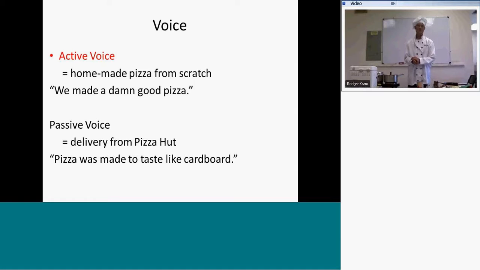Okay, this is a personal preference. I vastly prefer to use the active voice when I write. To give you an example of what I mean, the active voice, in my opinion, is analogous to homemade pizza made from scratch, and it's that much more preferable than delivery pizza from Pizza Hut. An example of the active voice would be a sentence like, "We made a damn good pizza." And an example of the passive voice would be, "Pizza was made to taste like cardboard." The subject, the actor, in that last sentence isn't even visible. So, in my opinion, experiment with the active voice. See if you can convince your advisor that the active voice is easier and more clear.